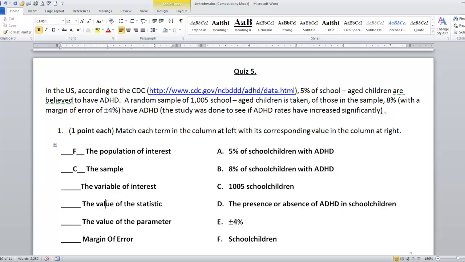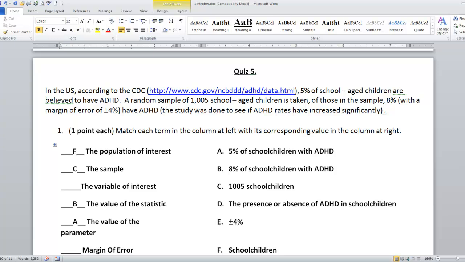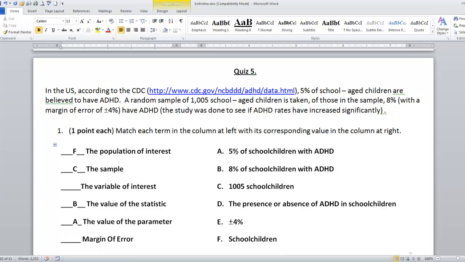Okay, value of statistic. Okay, so up here we have to read this again. In the U.S., according to the CDC, 5% of school-aged children are believed to have ADHD. I'll give you a link there. You can check that source. A random sample of 1,005 school-aged children is taken, and of those in the sample, 8% have ADHD. So the statistic is the sample measure. So the 8% is going to be the value of that statistic, which means the parameter has to be the 5%. Okay, and this is commonly mistaken. The sample values go with statistic, and the population values go with parameters.